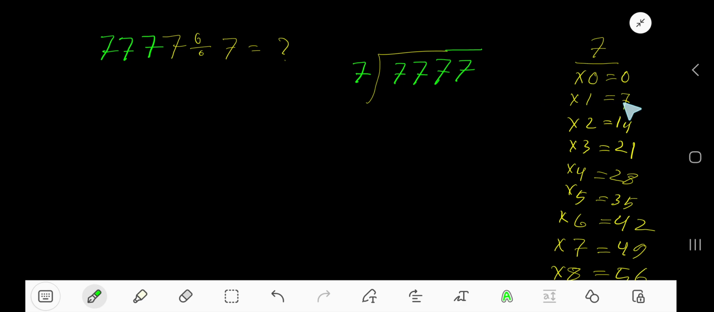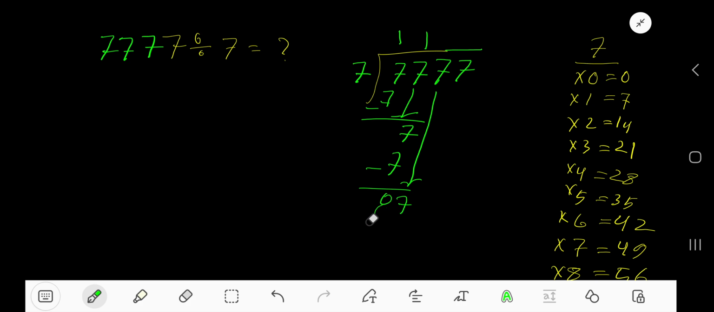7 goes into 7, how many times? 1 time. 1 times 7, 7. Subtract, 0. Bring down this 7. 0, 7 means 7. 7 goes into 7, how many times? 1 time. 1 times 7, 7. Subtract, 0. Bring down this 7.